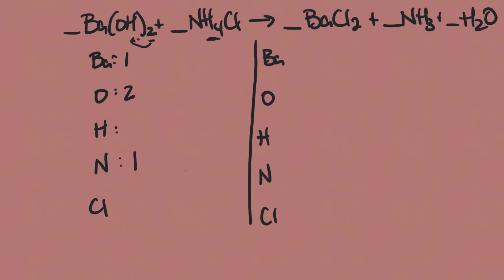So 2 plus 4 is 6, so you really have 6 hydrogens. And how many chlorines do you have? Well, we only have 1. All right, so that's what we have on the reactant side.